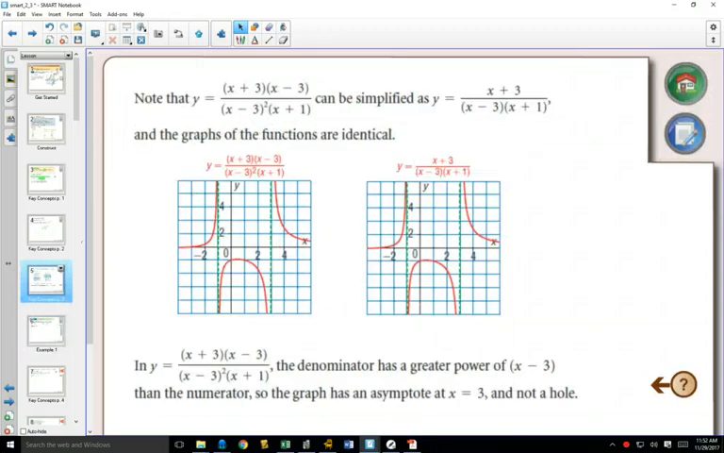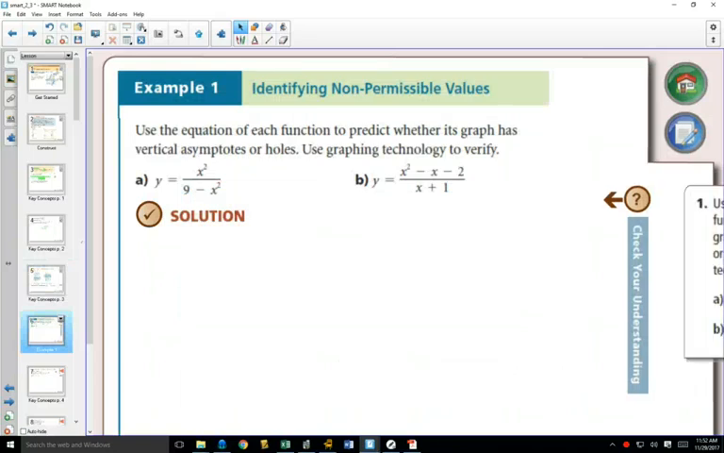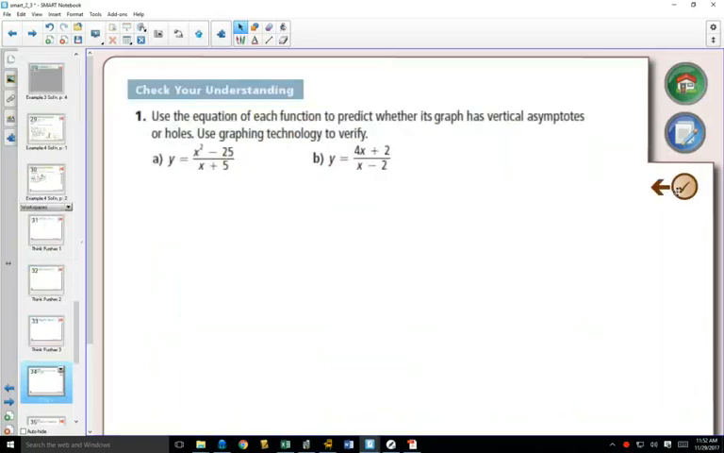Oh, do we have some nice, no holes. Okay. So here's our first example. It says, predict if it has vertical asymptotes or holes. We are actually going to practice graphing these right away.